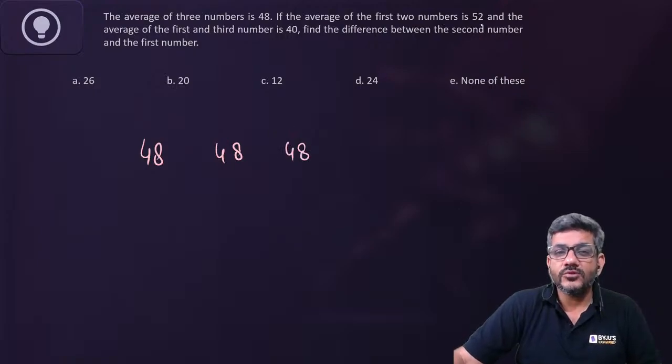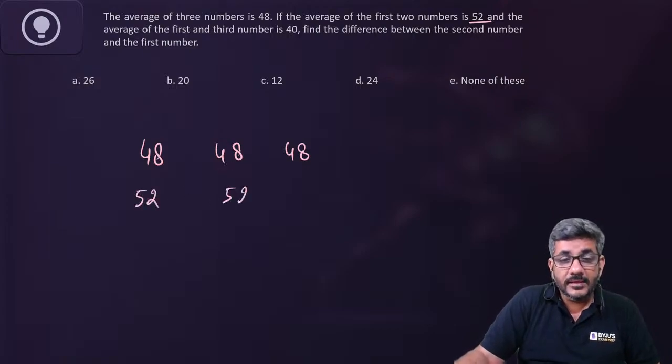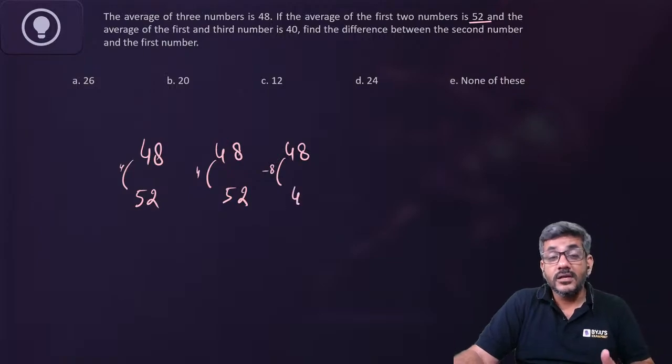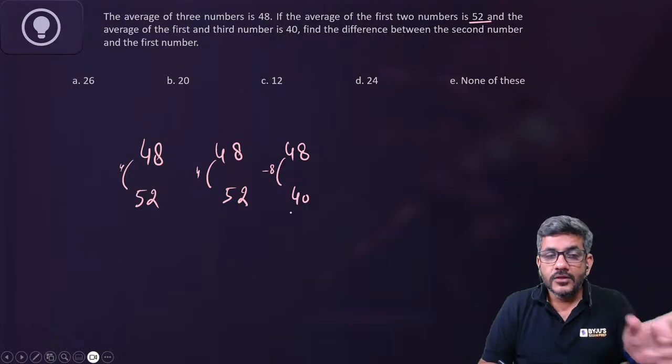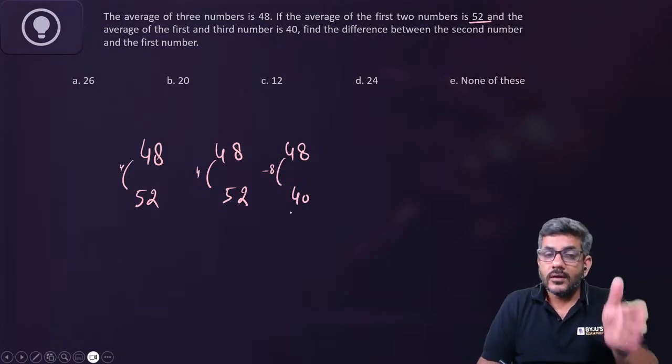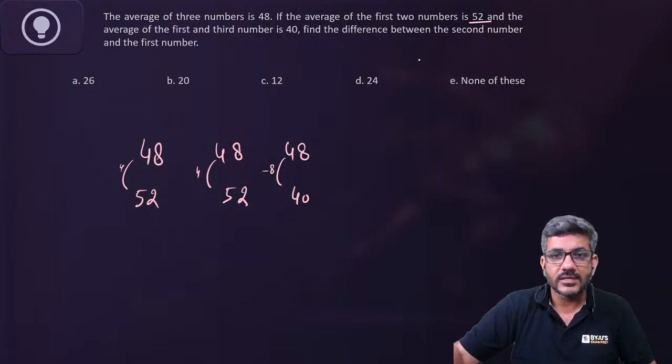The average of first two numbers is 52. If average of first two is 52, that means they are 52, 52. That means they are 4 more than the average, 4 more than the average. If they are 4 more than the average, this should be 8 less than the average, right? Because ultimately the total deviation from the average should be 0. So if two of them are 4 more, one would be 8 less. So 52, 52, 40 मैंने तीन numbers ले लिए.